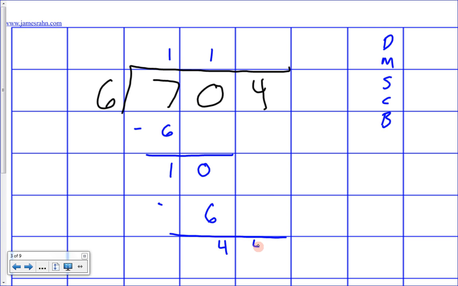Bring down 4. Can 6 go into 44? Quick side note, if you get stuck, don't be afraid to always write out your 6's. 6, 12, dot, dot, dot. So you could write out all your 6's if you don't know, but let's see. I know it can go in at least 6 times. 6 times 6 is 36. So 7 times would be 42. 42.